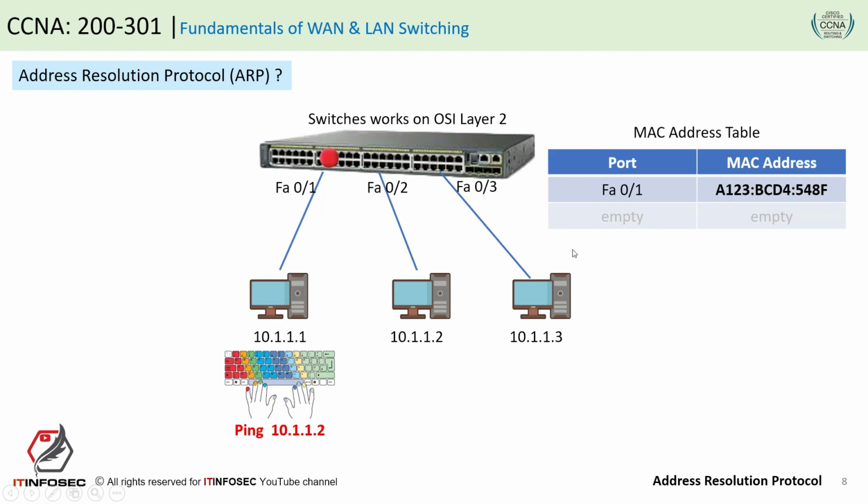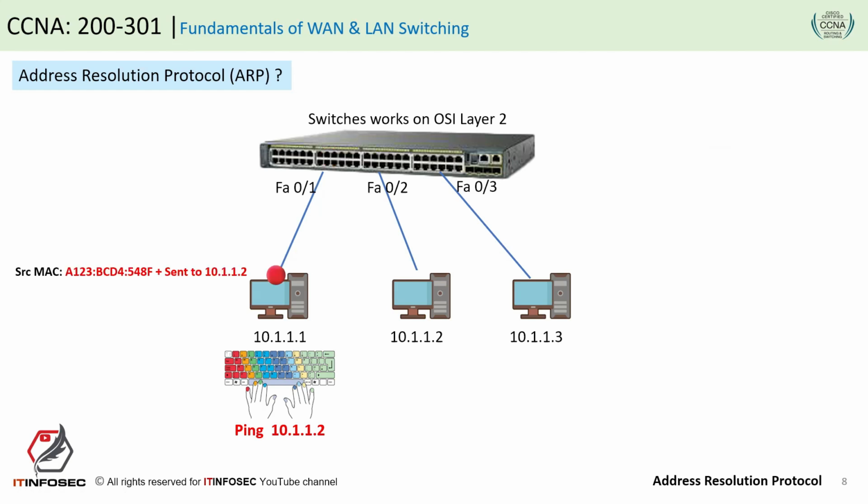But it doesn't have any information about the destination address, because the switch is layer 2 and can only understand layer 2 addresses, or MAC addresses, not IP addresses. See again, when I sent the packet, I sent my source MAC address, my computer's MAC address, and the destination IP address, which is 10.1.1.2. I didn't say anything about the MAC address of the destination. It's normal, because the user just works with IP addresses.